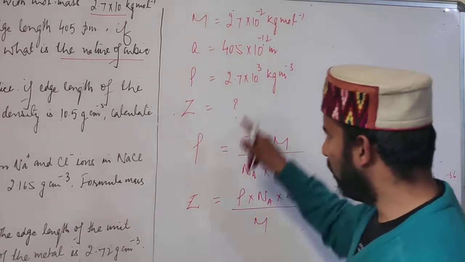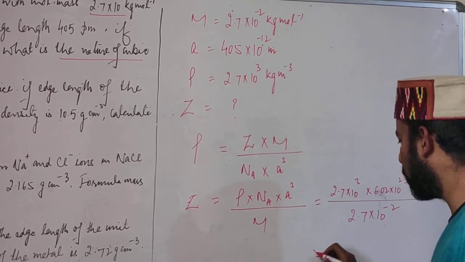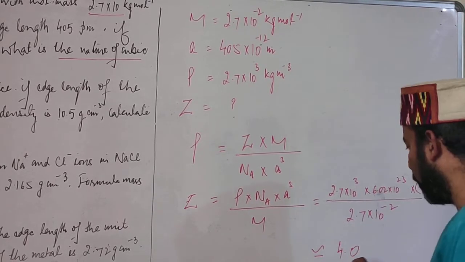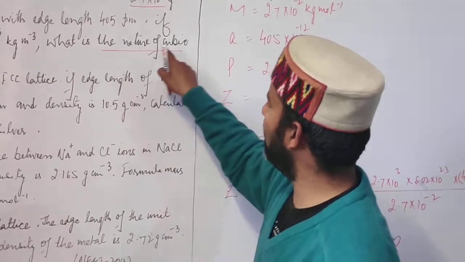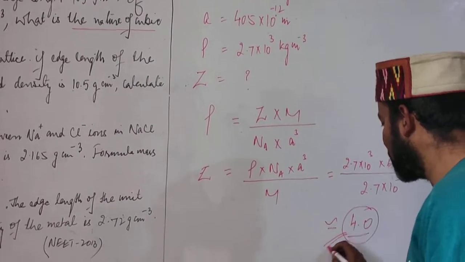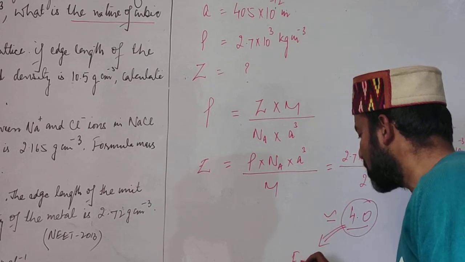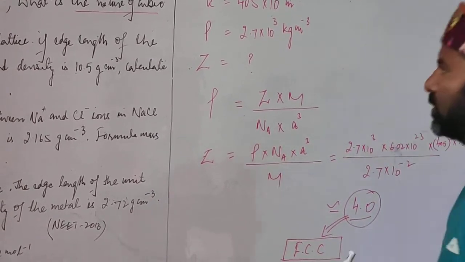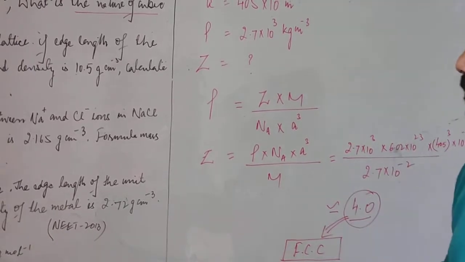Students, solving this we get approximately 4, and therefore, now the question is, what is the nature of the cubic unit cell? So since Z is 4, therefore what is the nature of the cubic cell? It is face centered cubic. So the answer is face centered cubic.